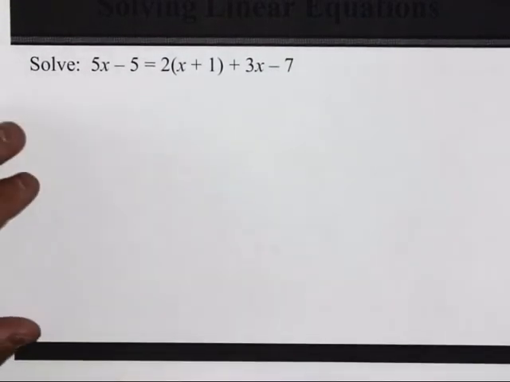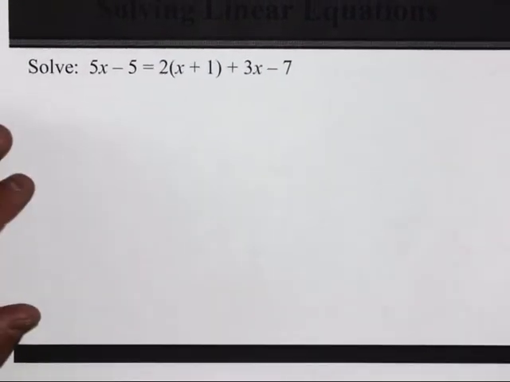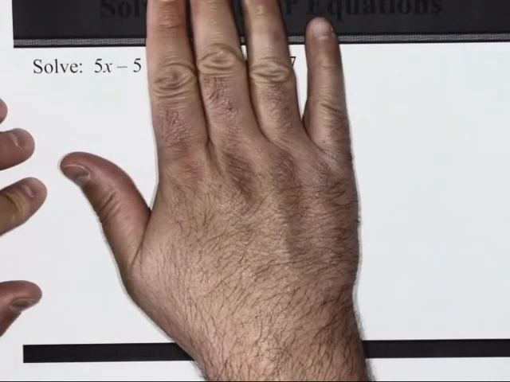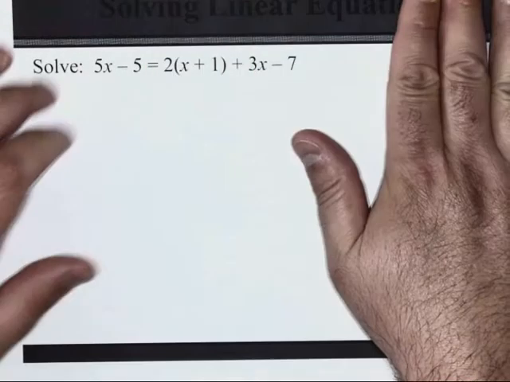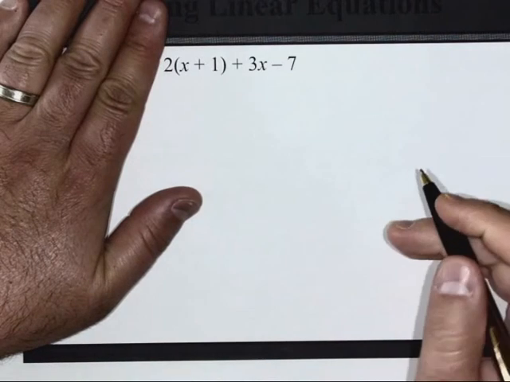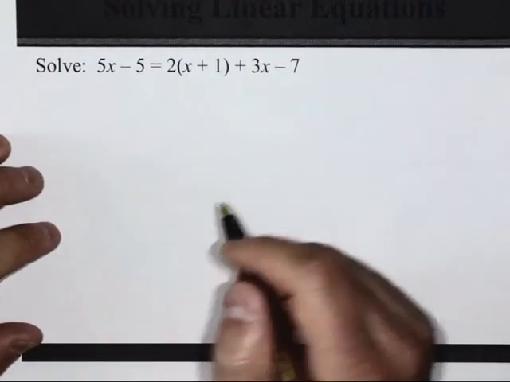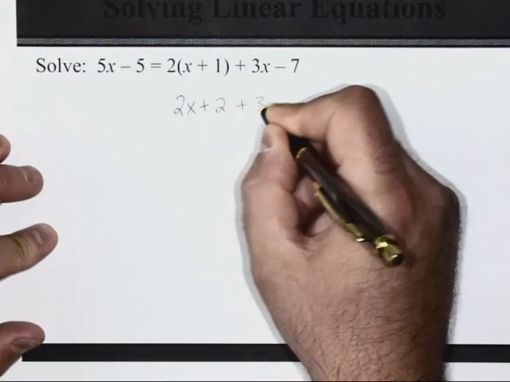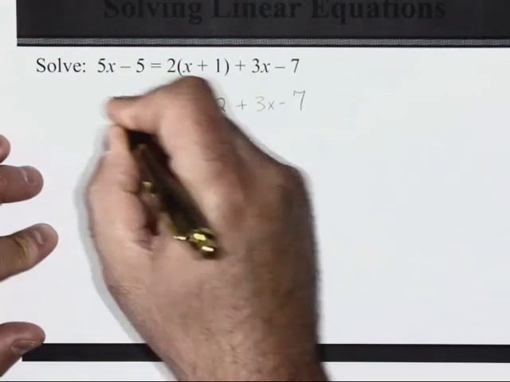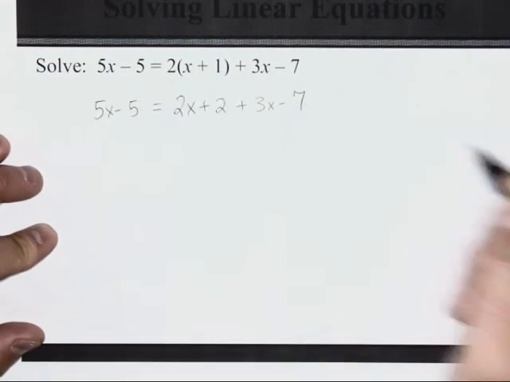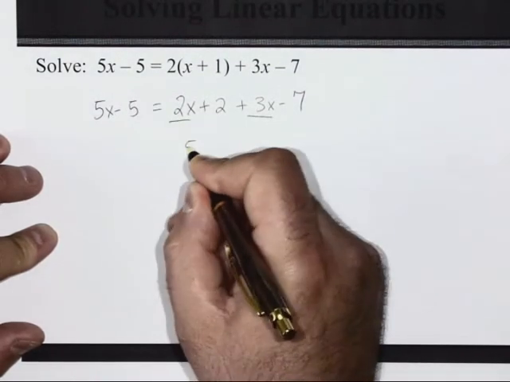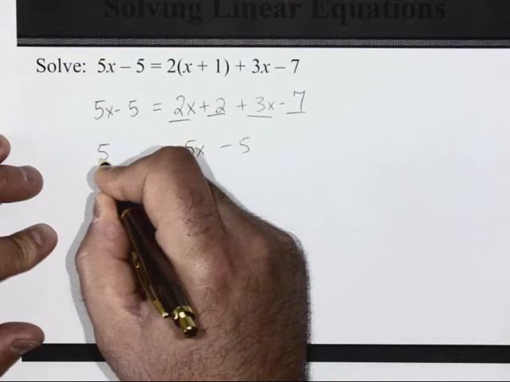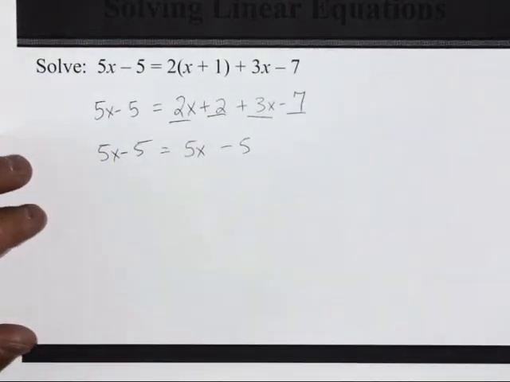Okay, so this is actually a new type of problem that we haven't done yet. So let's just start solving this out. The left-hand side can't be simplified. A lot to simplify on the right-hand side. So I could start by distributing the 2 through. So 2x plus 2. Then combine the like terms. And then look what happens.